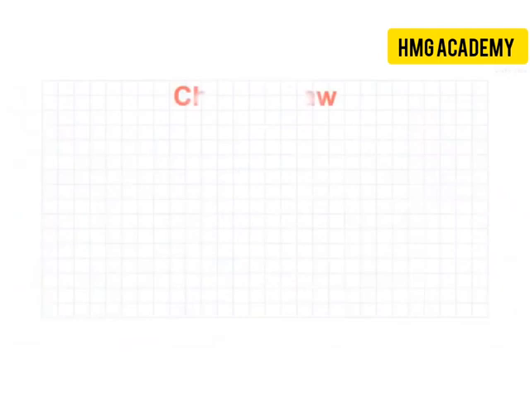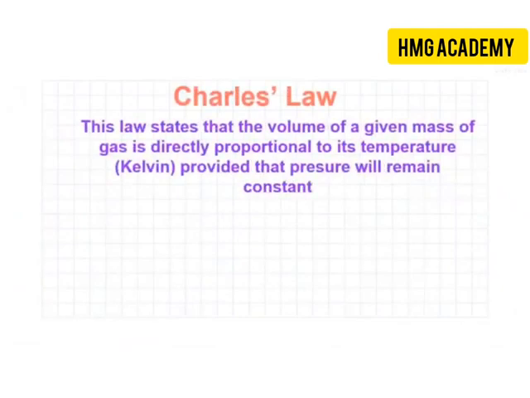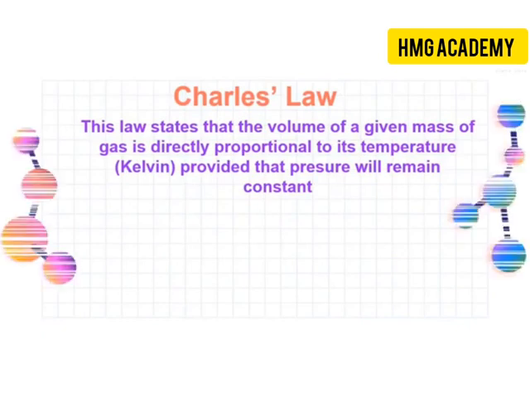Charles' law. This law states that the volume of a given mass of gas is directly proportional to its temperature in Kelvin, provided that the pressure remains constant.